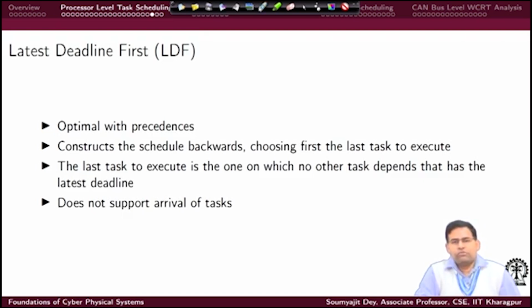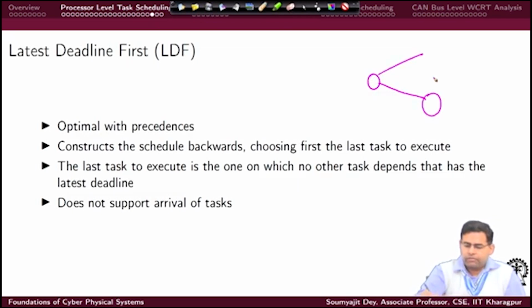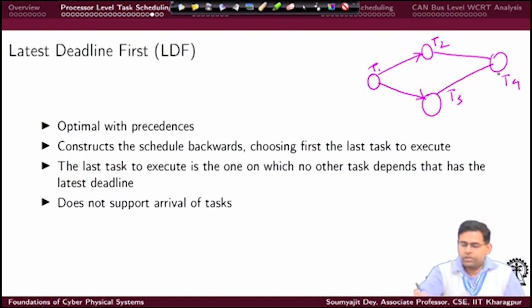It will first choose the last tasks, the tasks that are the leaf nodes of such a tree, as we will see. The reason it is done like that is that the last task does not have anybody dependent on it. So, let us say you have a task graph like this: only after T1 executes can I execute T2 and T3, and T2 and T3 do not have any dependency between them. And let us say after both T2 and T3 execute, I can execute T4.